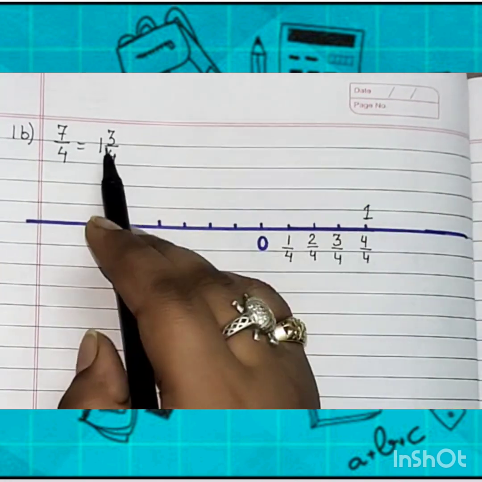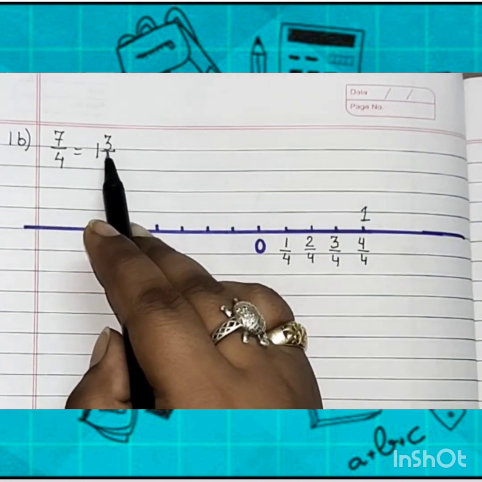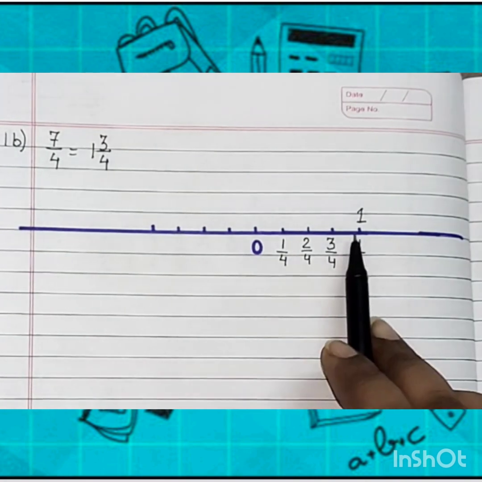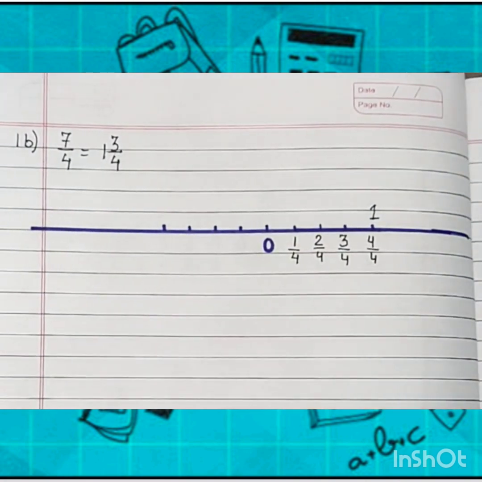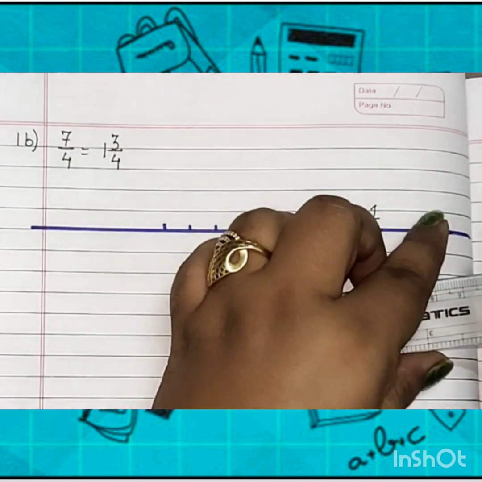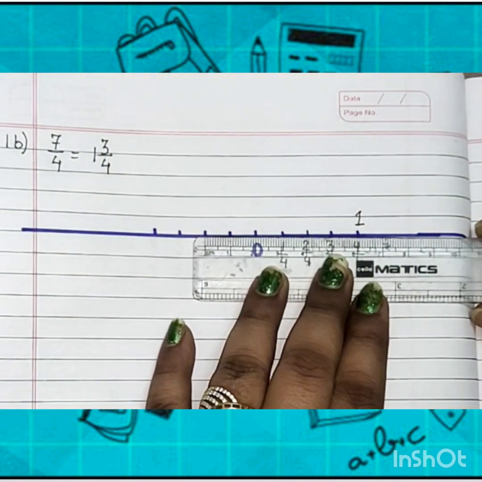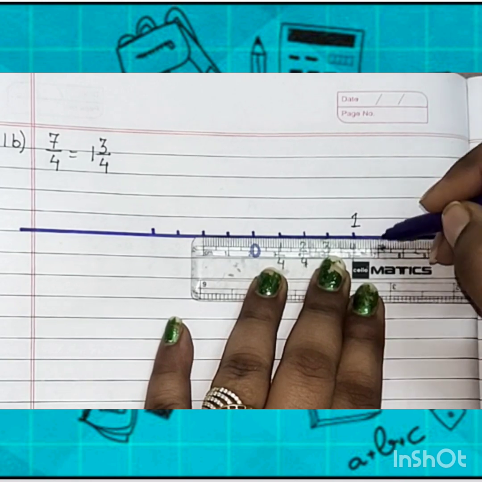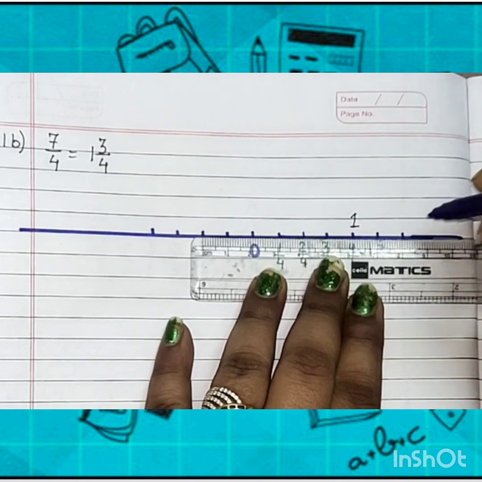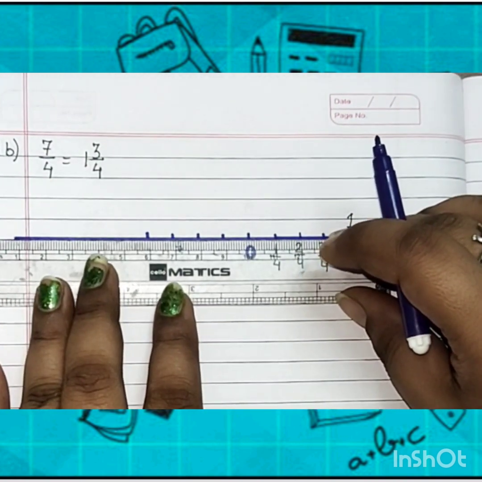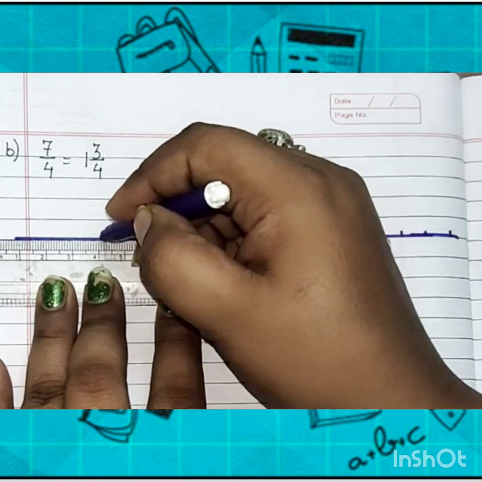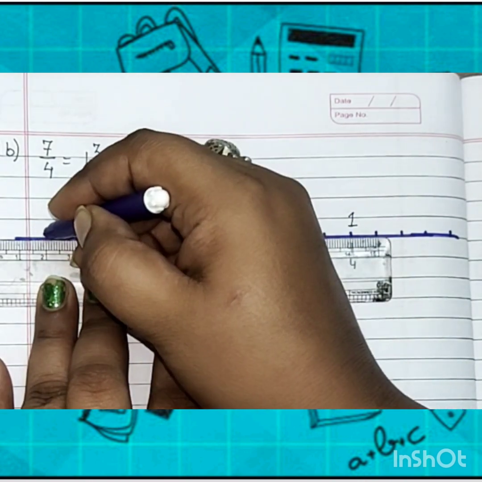But we see that this number is greater than 1. So we will repeat the same process after 1. 1 के बाद भी ये काम हम फिर से करेंगे. Means again हम लोग यहाँ पर 4 marks put करेंगे. After 4, this is 5th, 6th, 7th and 8th mark. And same on the left side. We will mark. This is 5th, 6th, 7th and 8th.